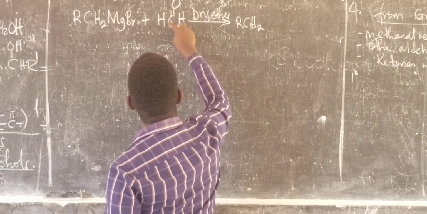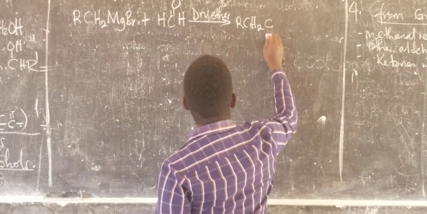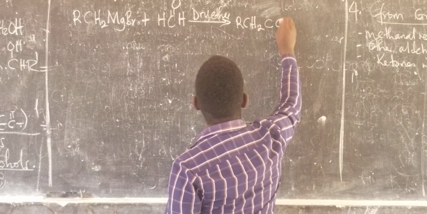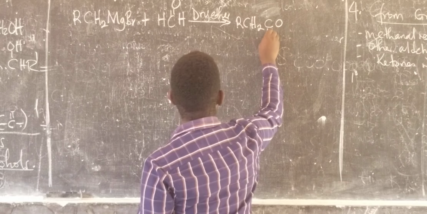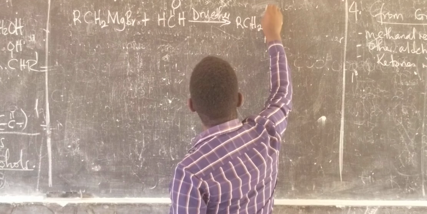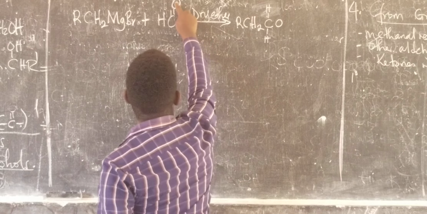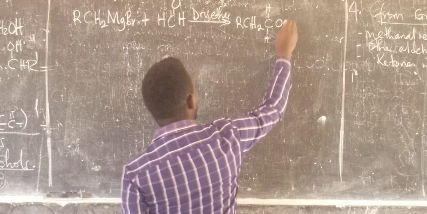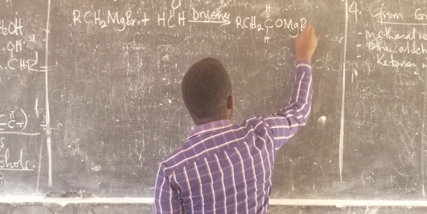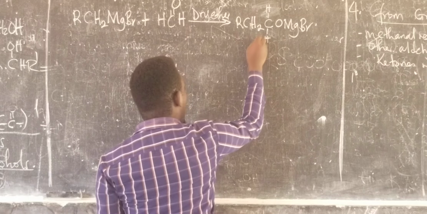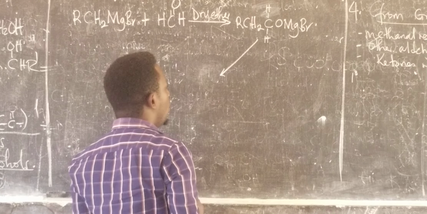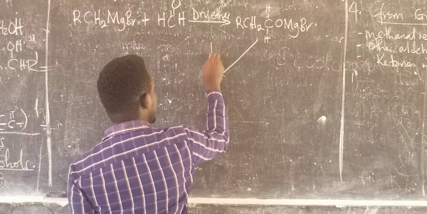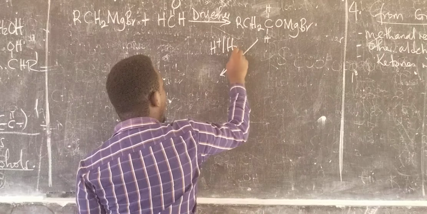Then we form RCH2, then this one has now come as C, then O. I can write the O here, but this C has two hydrogen atoms, one here and another here. Now this O establishes the bond with MgBr. And we say this one on hydrolysis, in this case, I can use H plus in presence of H2O.